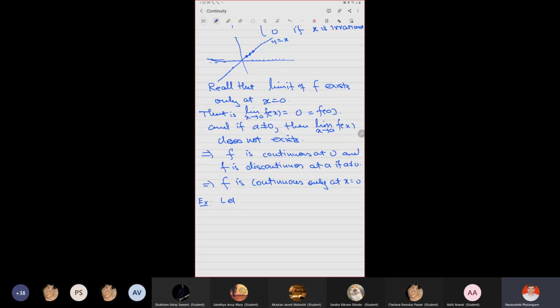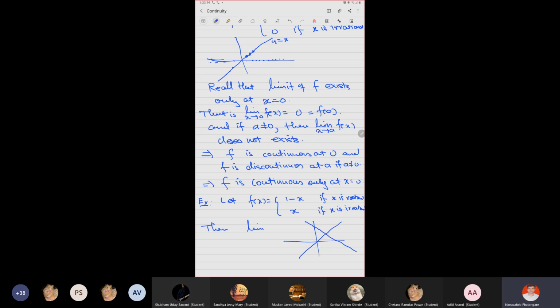Now let f of x be equal to 1 minus x if x is rational and x if x is irrational. Right. Then what is the limit? At what point does this function's limit exist first of all? So 1 minus x equals x, so x is equal to half.